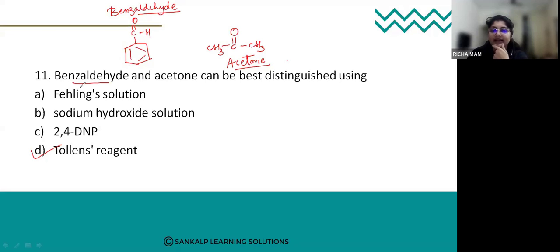So as we know, benzaldehyde is a weak reducing agent. So it reduces silver nitrate solution and forms a silver mirror. So with benzaldehyde, it gives the silver mirror test, but with your acetone, it does not give the test. It does not give the silver mirror formation. So yes, option number D is the correct answer. So remember that if there is an aldehyde and a ketone, you can distinguish them by using Tollens reagent, because ketones do not answer the Tollens test. Okay, fine. Let us go for the next one.